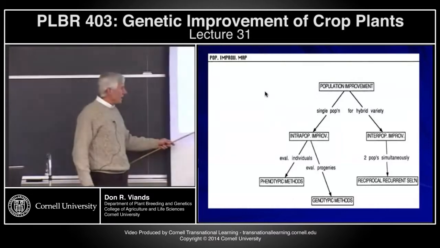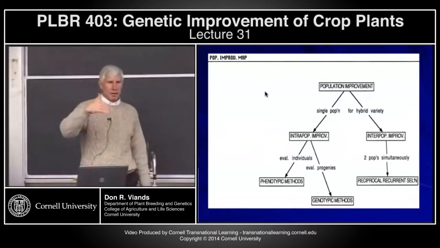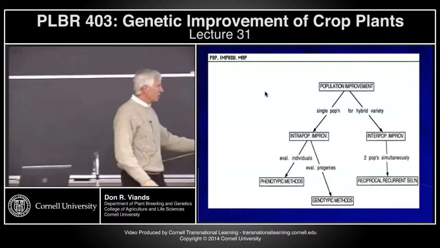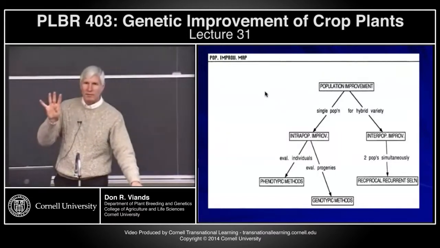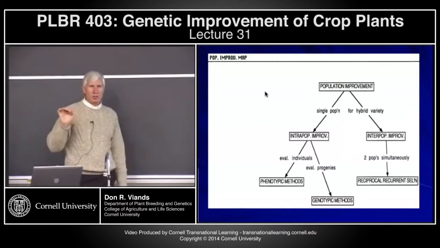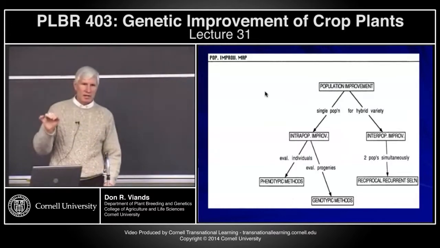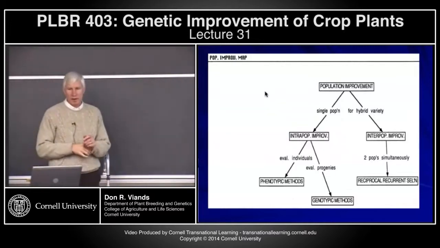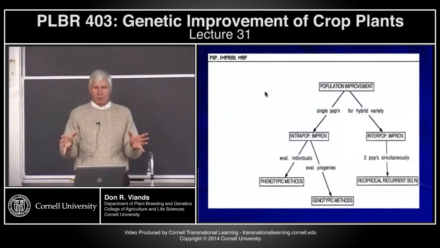We split that down into our phenotypic methods, where you're evaluating individual plants. And then we talked about a whole bunch of genotypic methods that are the progeny tests. And we talked about 4 types of half-sib progeny tests, just modifications of one another. We talked about the full-sib method, the S1, and the S2 method. So there were quite a few of those genotypic methods that we discussed there. So that's the big picture of population improvement.